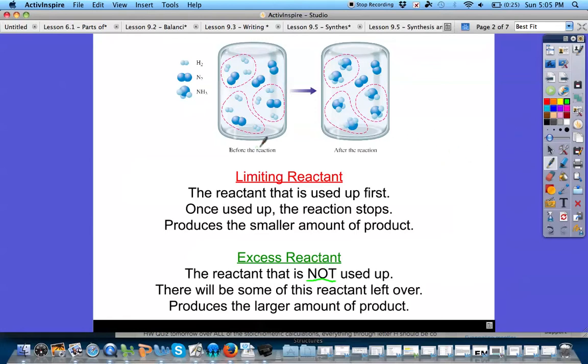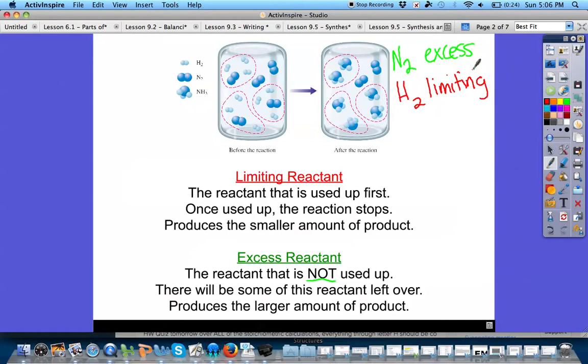So if we take a look up here at our diagram, we have hydrogen gas and nitrogen gas reacting, and they're going to produce ammonia, NH3. So after the reaction goes, we have nitrogen gas left over. Nitrogen is going to be the excess reactant. The hydrogen gas is all used up, so this is our limiting reactant.